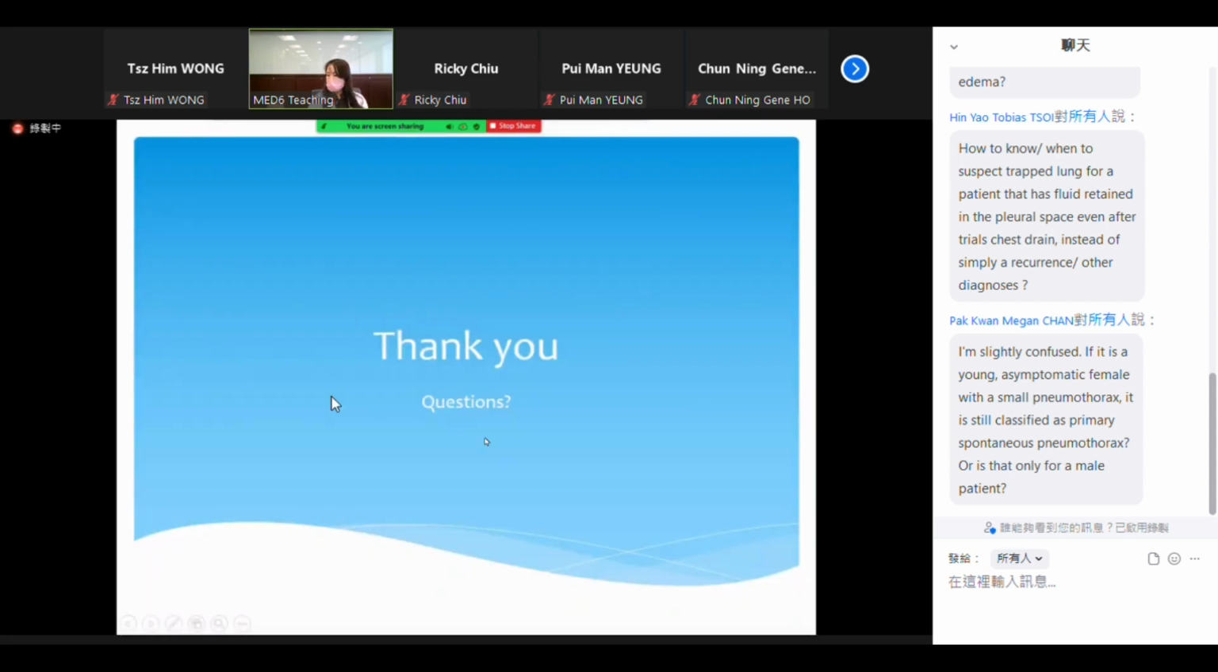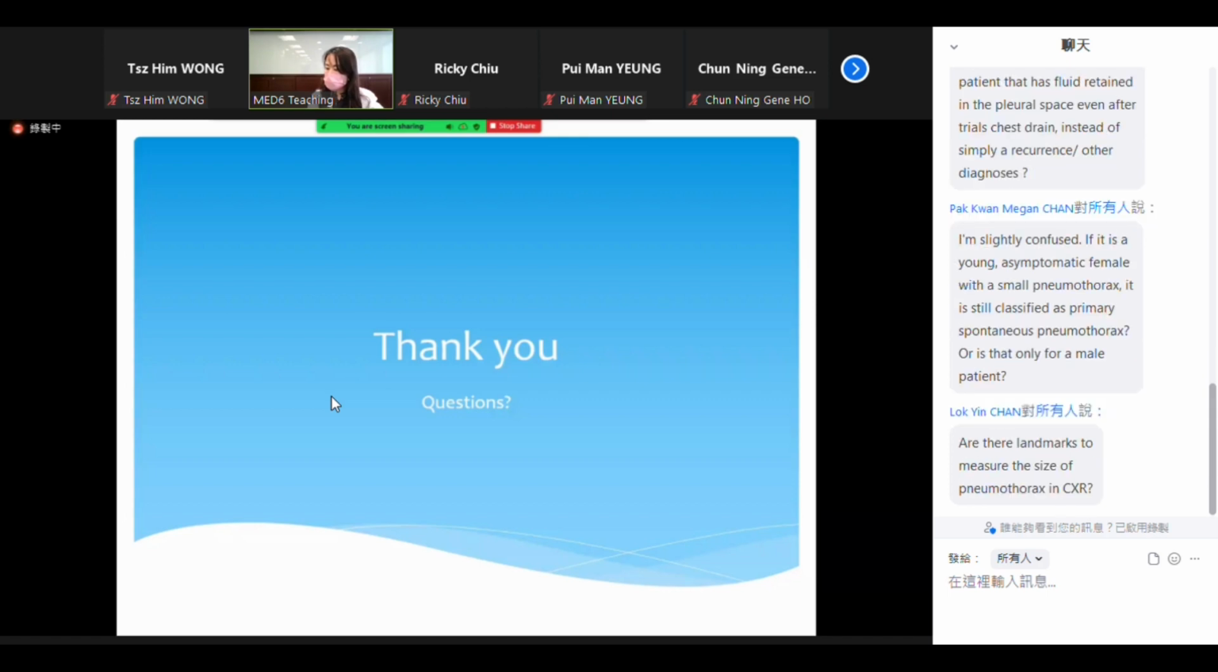So is there any question for this topic? Oh, that's another question, for pneumothorax. Are there landmarks to measure the size of pneumothorax in chest X-ray? Oh, no, there's no landmark.